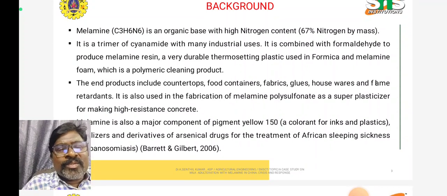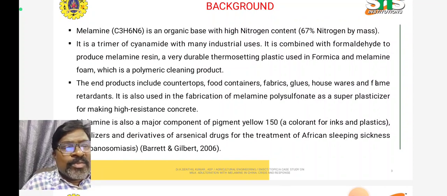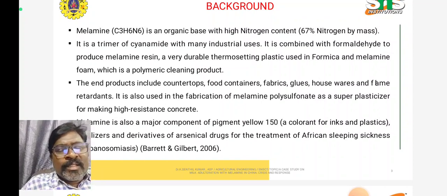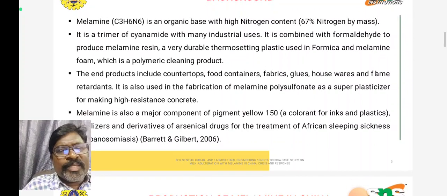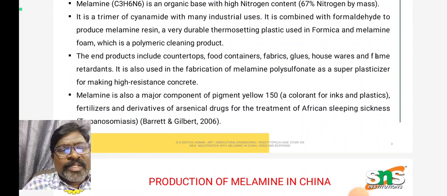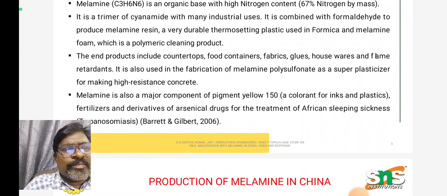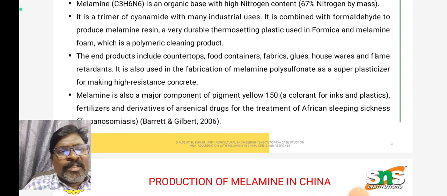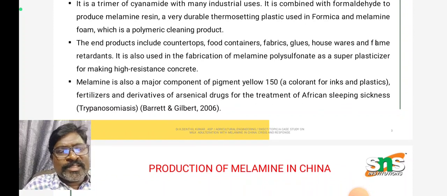The end products include countertops, food containers, fabrics, glues, housewares and flame retardants. It is also used in fabrication of melamine polysulfonate as a superplasticizer to make high resistance concrete. Melamine is also a major component of Pigment Yellow 150, then fertilizers, and derivatives of arsenical drugs for the treatment of African sleeping sickness.